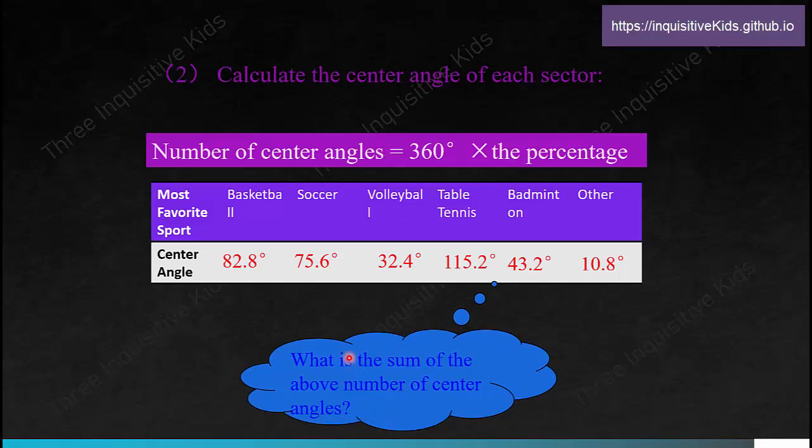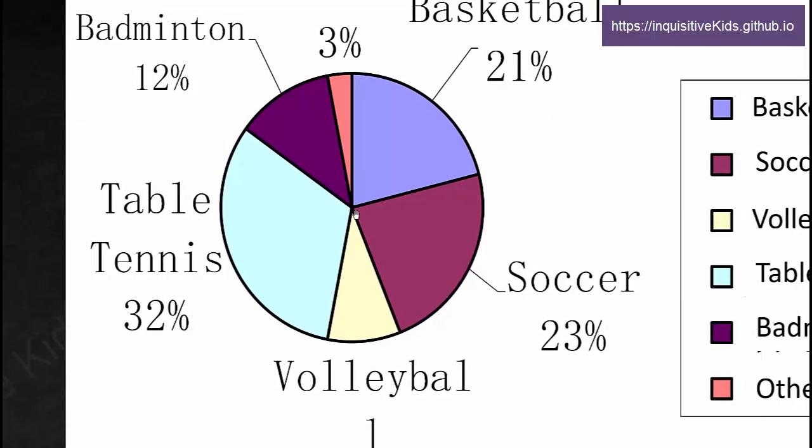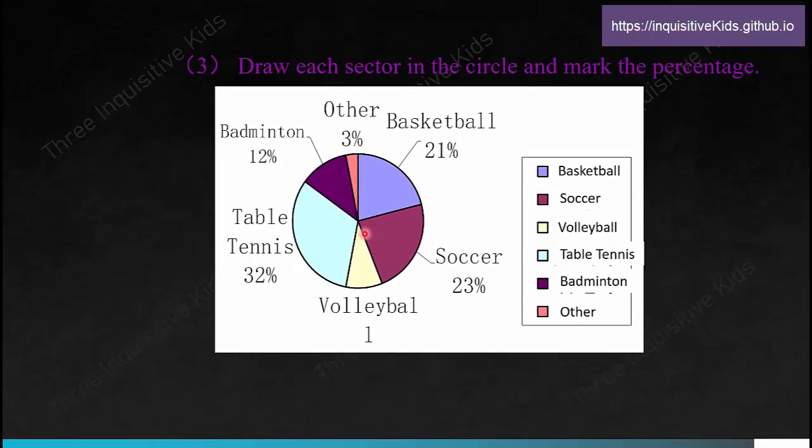And let me quickly ask you a question. What is the sum of the above number of center angles? Well, you see, if this is 360 degrees times a percentage, it basically means that percentage of 360 degrees. So this all added up together would equal 360 degrees, just like it is with percentages. So then we'll draw each sector in a circle and then mark the percentage. Remember, we have to first have this nice little point right here, the midpoint of the circle, if we're going to successfully draw this pie chart.